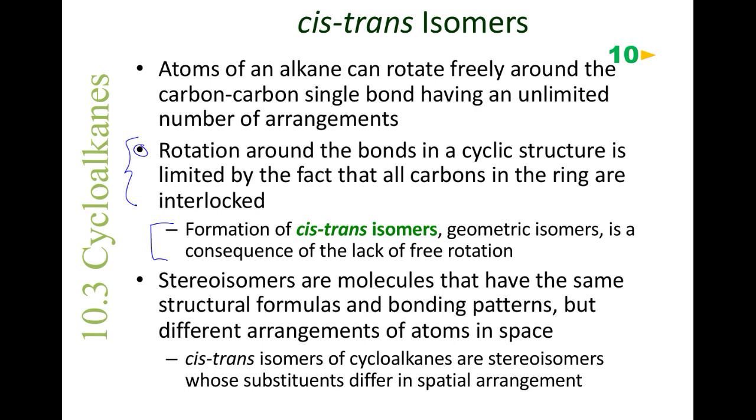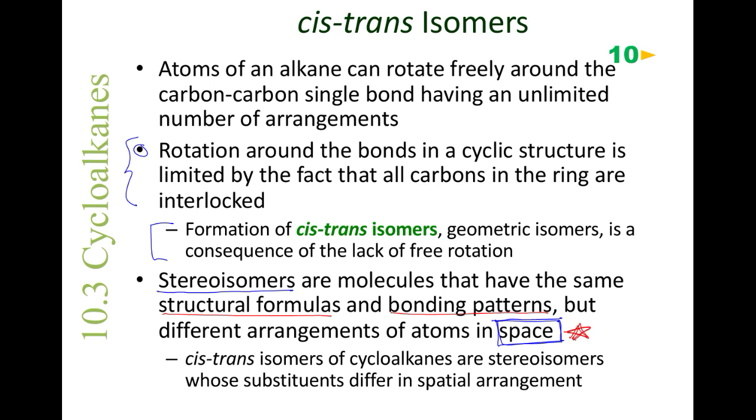So here we come up with a new definition, which is stereoisomers, and this is going to be an important word for Chemistry 102. Stereoisomers are molecules that have the same structural formulas and bonding patterns but different arrangement of atoms in space, and the key word here is space. Notice that in this definition they're very careful about the wording. They have the same structural formulas and the same bonding patterns, meaning they're even connected in the same way, but they have different arrangement of atoms in space.